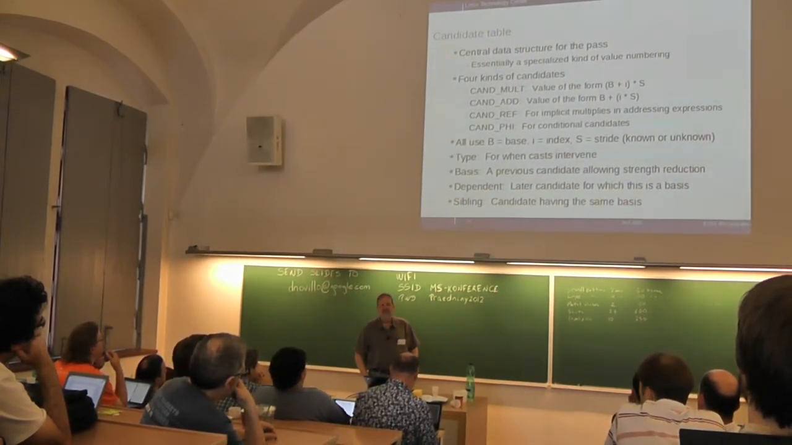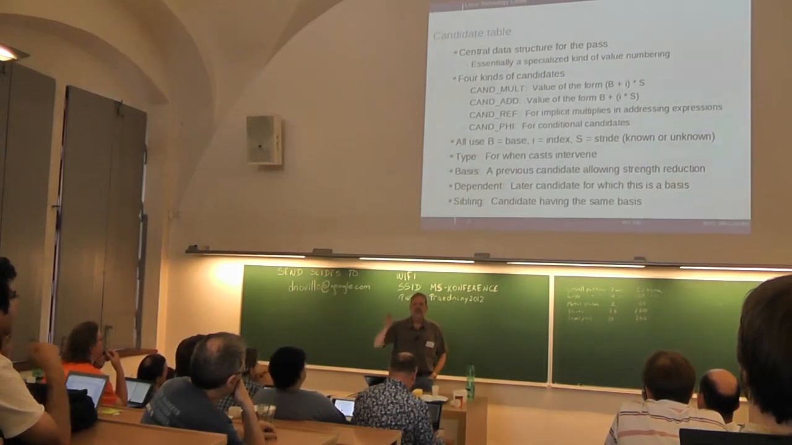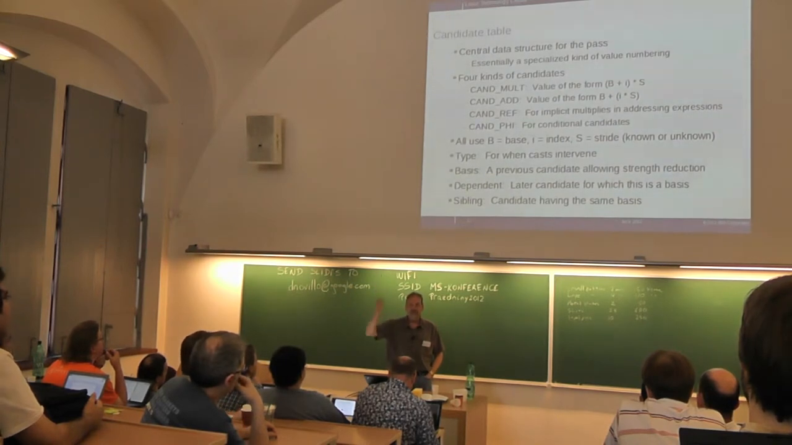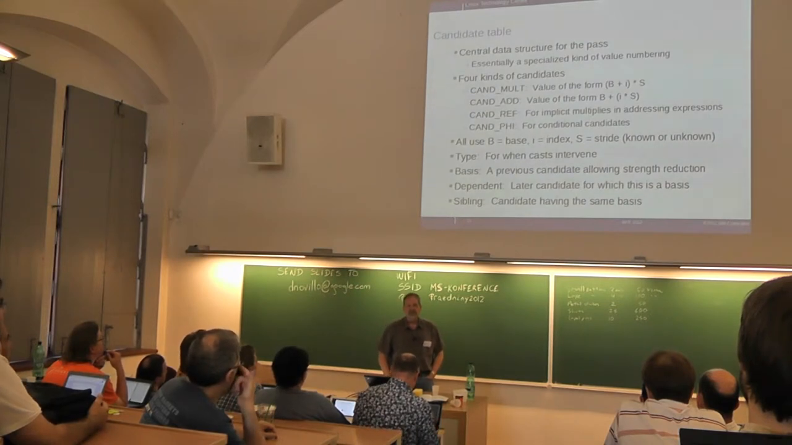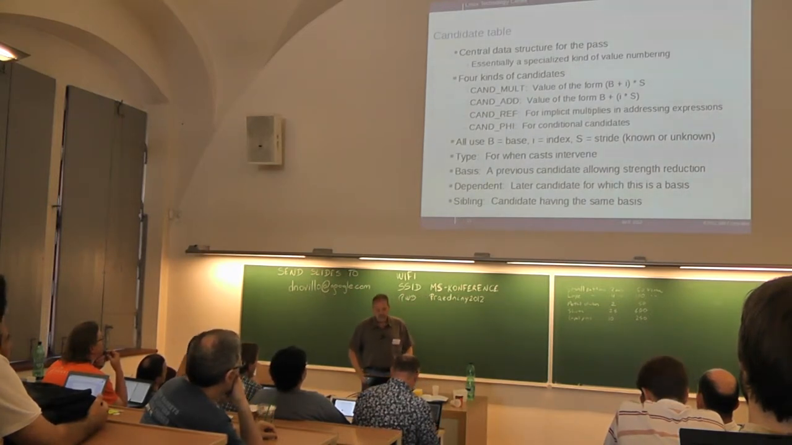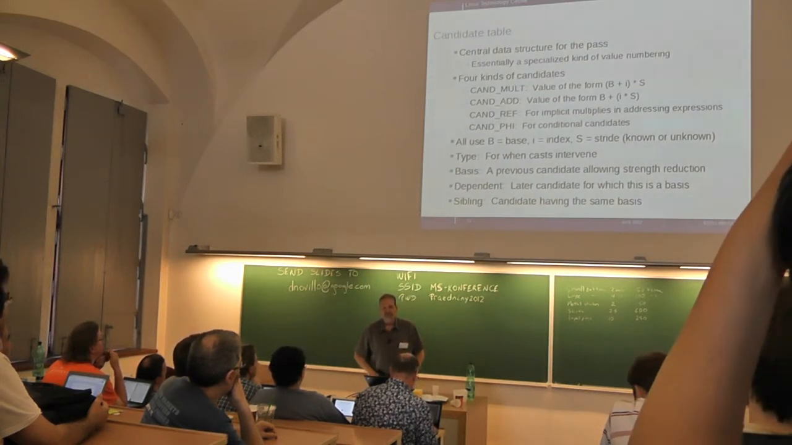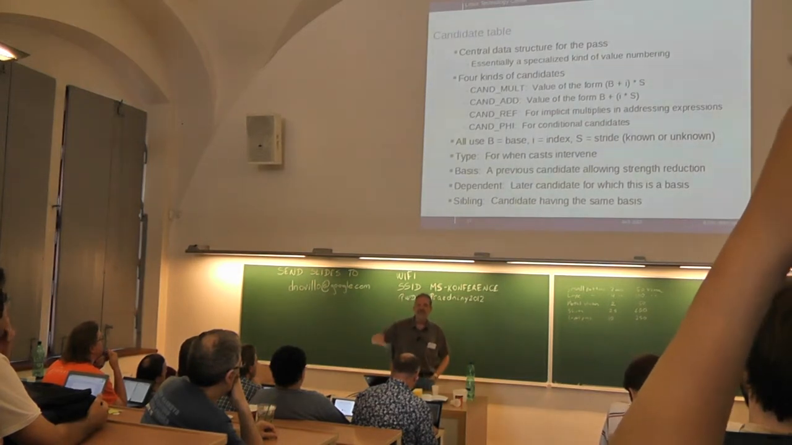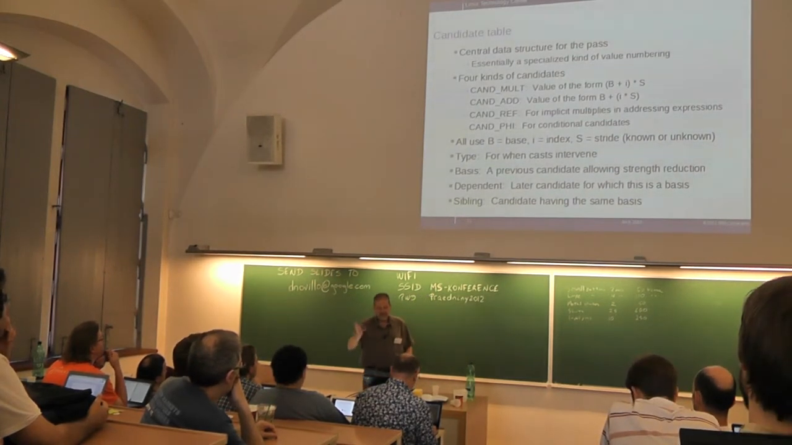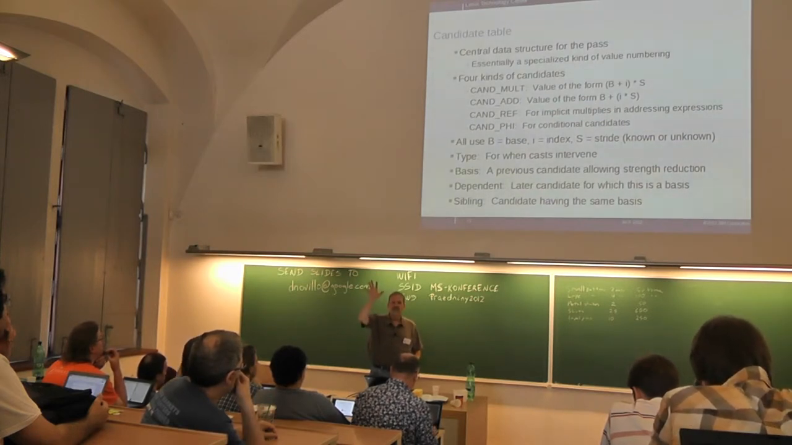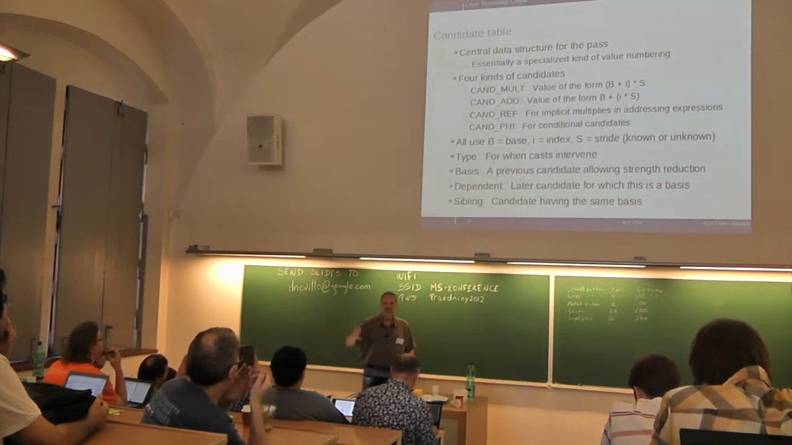The concept of a basis is important. When I talked about the instructions S0 and S1, we're taking S1 and rewriting it as add the result of S0. We're calling S0 the basis for S1. It's the thing that we are strength reducing relative to. And then the term dependent is just the reverse of that relationship. If S0 is the basis of S1, then S1 is a dependent of S0. And then siblings are candidates that have the same basis. So what you end up with is this nice tree of all the related candidates that are using the same base or the same stride and just differ in their index.